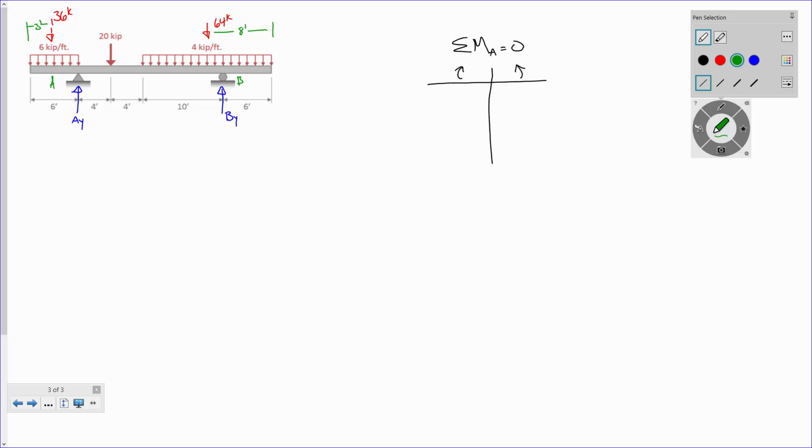From the edge of the beam, that's 16, so that's another 8. That makes this distance 12. From the 20 kips to the edge of the beam is 20 feet, so that makes that 12. Does everybody see that?